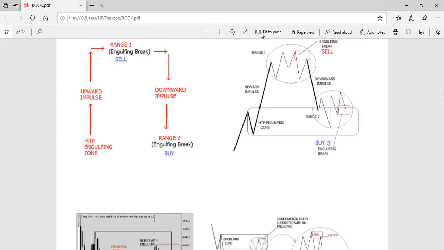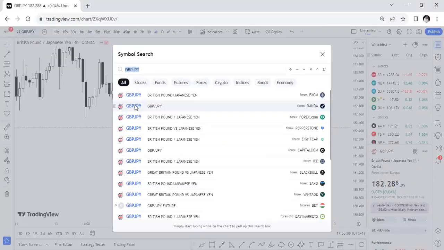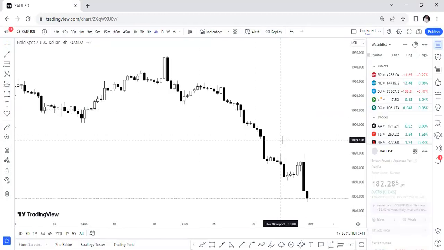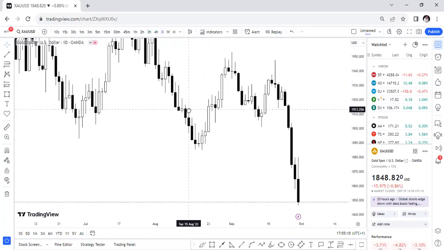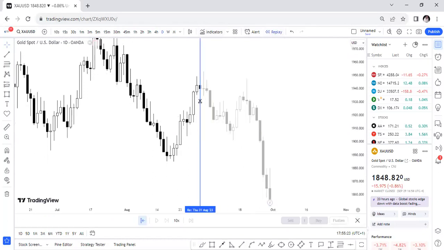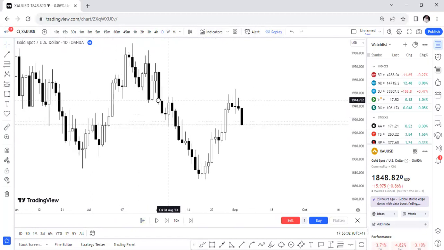Now let's do this to show you how it works out. Let me use gold, because gold is my favorite. I love gold so much. For example, if we come to this place, this is a daily chart.